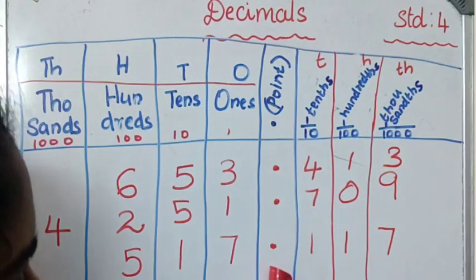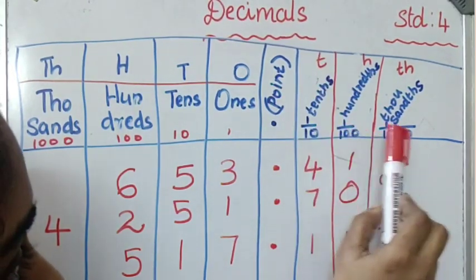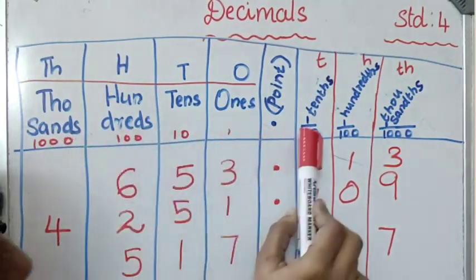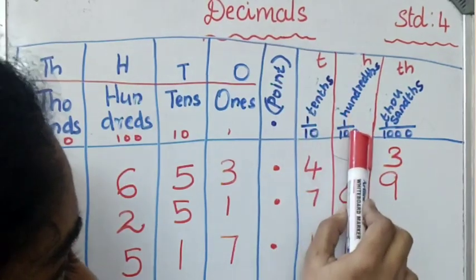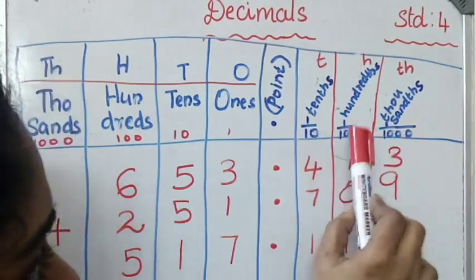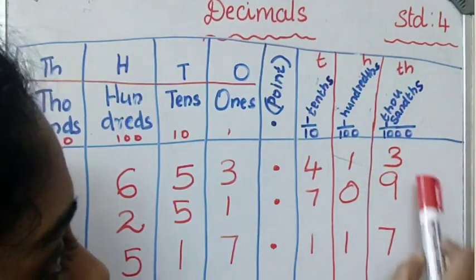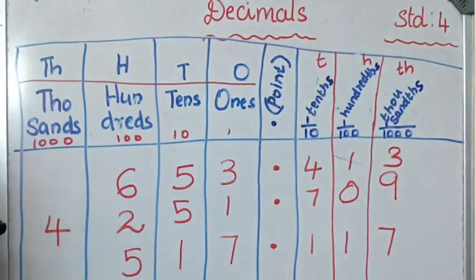Then comes the decimal point. Then the tenths place, 1 by 10, 1 by 100, 1 by 1000. It starts from 1 by 10, 1 by 100, 1 by 1000. The zeros keep increasing. When we put one more digit, it comes in the 1 by 10,000 place. Okay.